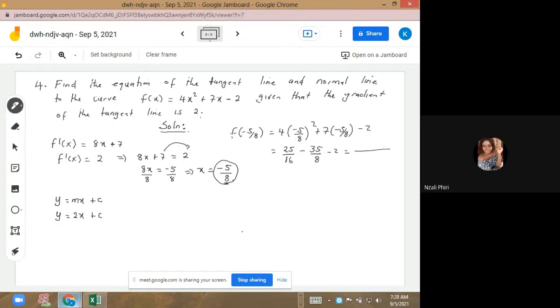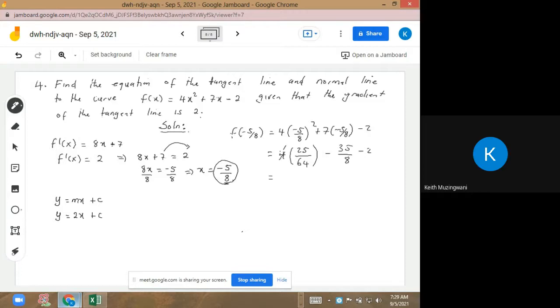It won't be the same if you just divide the 4 into 8 to give you 2, then you square it. It won't be the same. So to avoid losing anyone, we're saying this is 4, 5 squared is 25, 8 squared is 64, minus 7 times 5 is 35 over 8 minus 2.